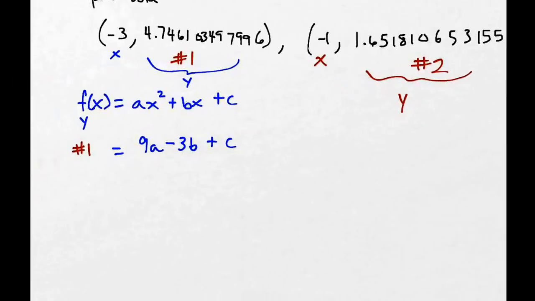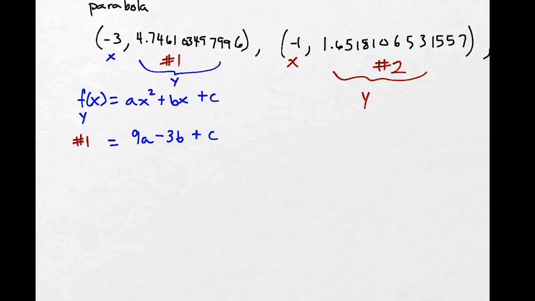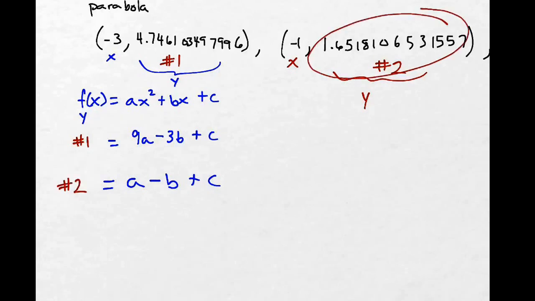Okay, so for the second equation, I'll plug in the -1 for x, and I'm still plugging it in to the right side there. So -1 squared is 1, so that's just, I'll write it in blue again, 1a, minus b plus c, and on the other side I write number 2, because that is the y coordinate, the second number.